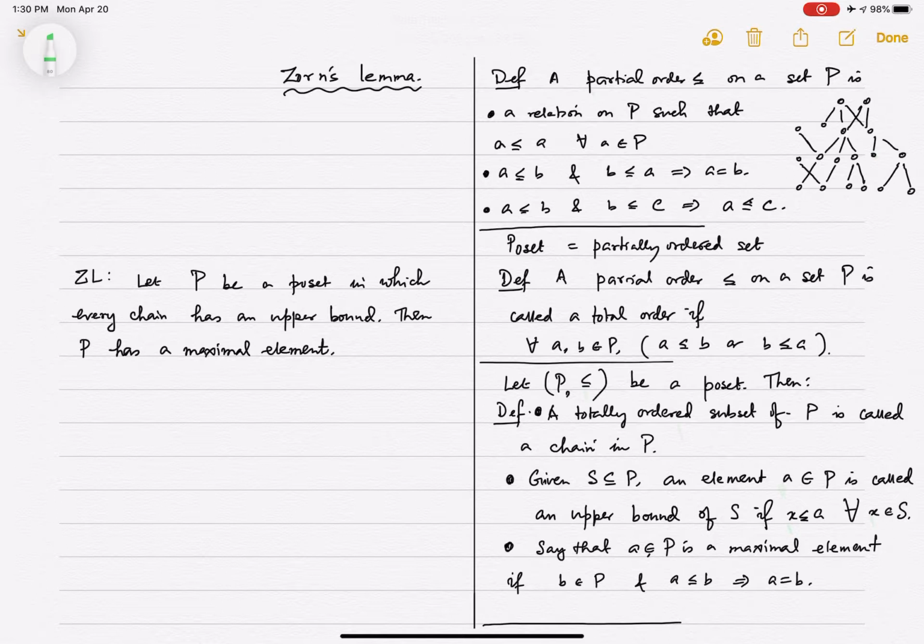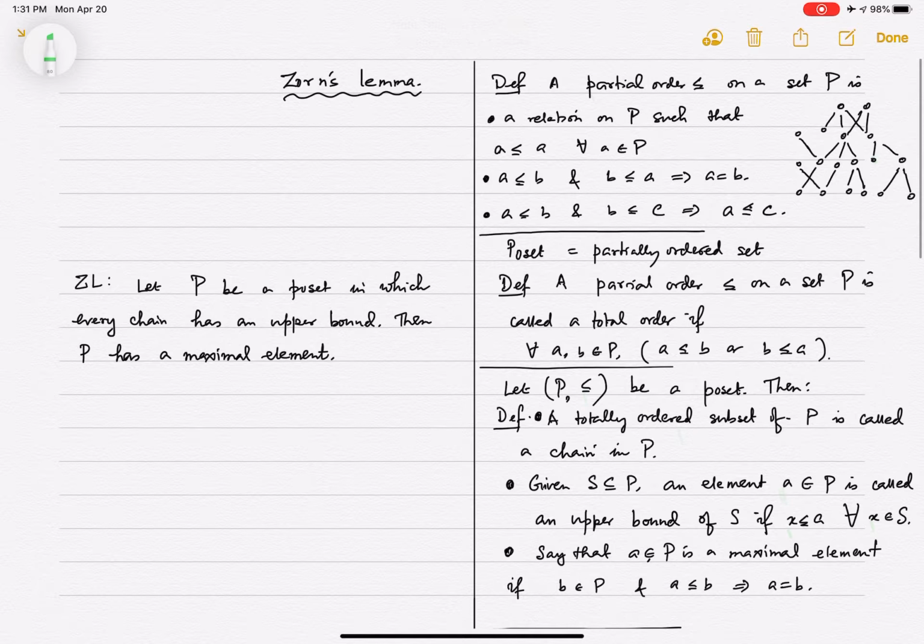So one of the statements in the foundational axioms of mathematics is called the axiom of choice, which usually, when you are doing mathematics, you assume, as most working mathematicians do. So I want to talk about this Zorn's lemma a little bit. And I have the statement on the left here, but as you can see, there are many words that need to be explained. So on the right, I have tried to explain them.